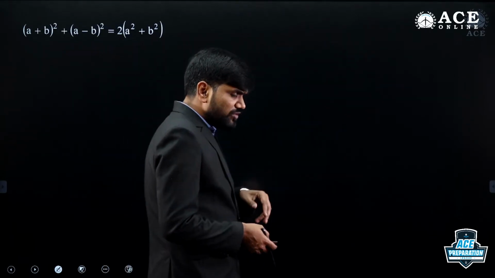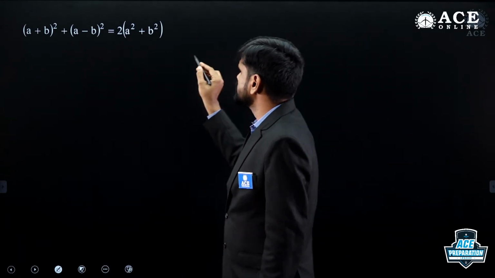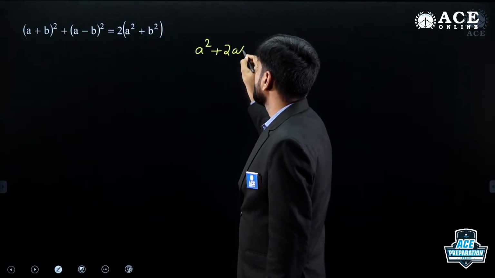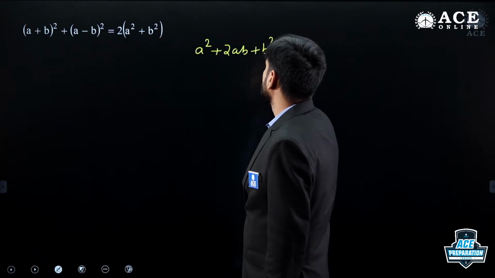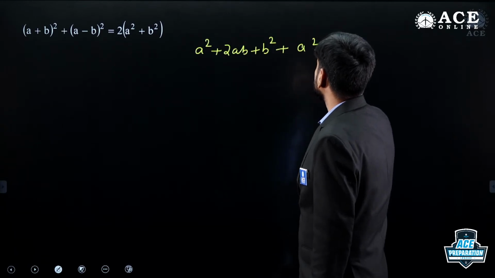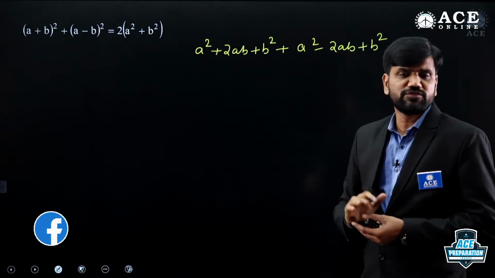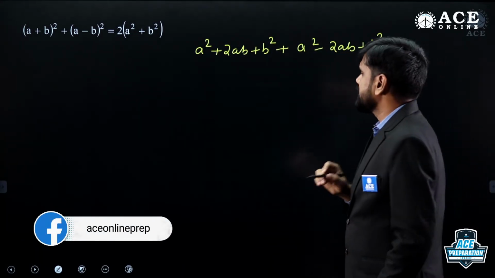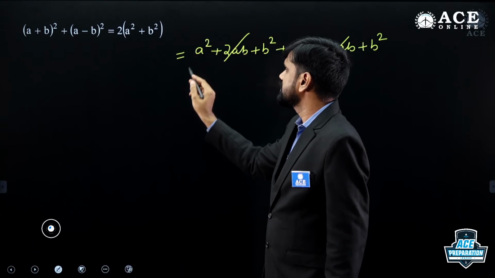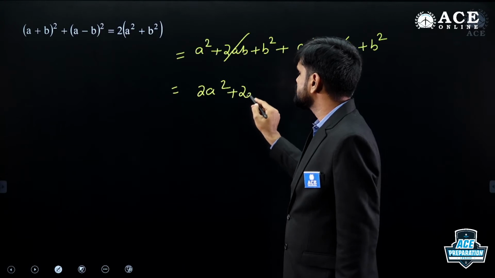Let's go ahead further. Next one is a plus b whole square plus a minus b whole square. When we add both, a plus b whole square is a square plus 2ab plus b square, and a minus b whole square is a square minus 2ab plus b square. These are the two formulae we have learnt just now. If you add these two, the 2ab terms get cancelled. You are left with 2a square plus 2b square.